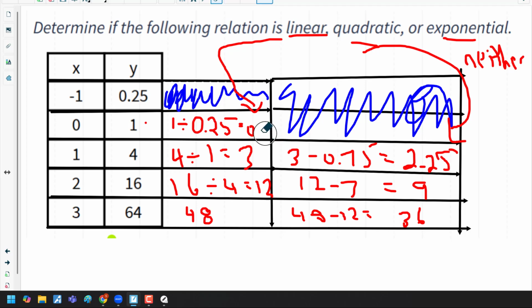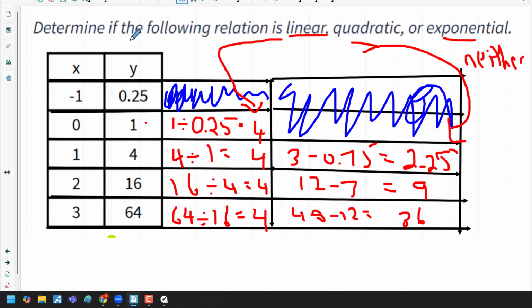So let's see what we get now. What's 1 divided by 0.25? That's 4. What's 4 divided by 1? That's 4. What's 16 divided by 4? It's 4. What's 64 divided by 16? It's 4. That is how you figure out whether a function is exponential or not.